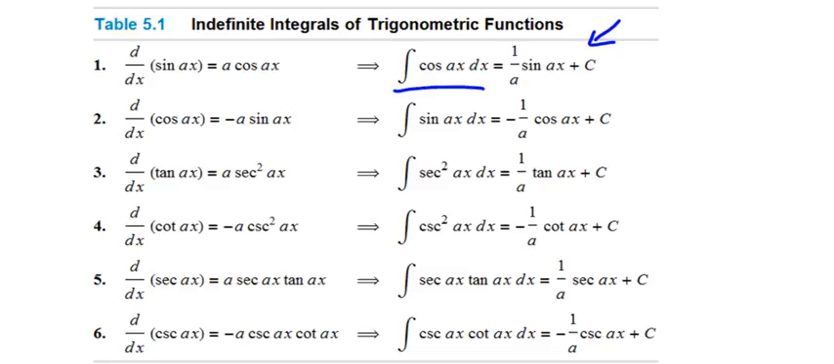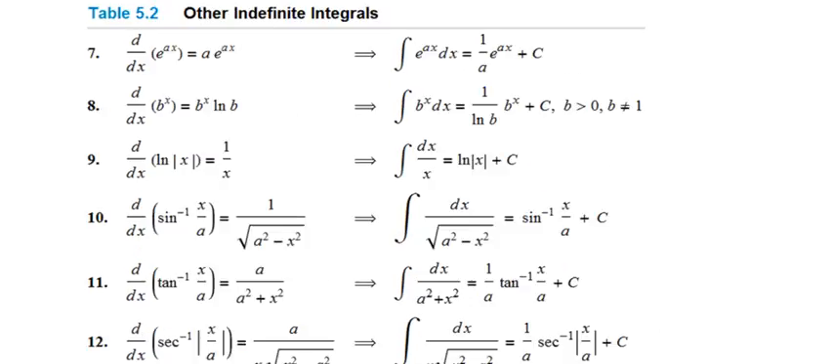And then I also have another list of indefinite integrals dealing with e, exponential, log, and inverse trig. I could walk through them, but it'd be easiest if you use your lists when doing the homework. So let's go ahead and do an example of 52.